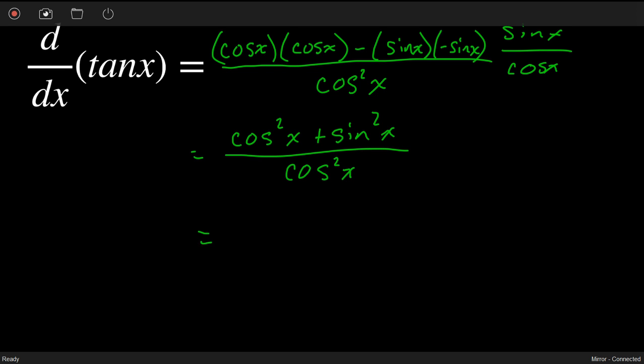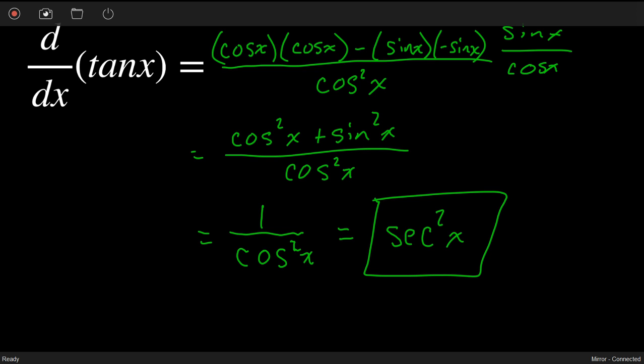And if you remember your identities from pre-calc, sine squared plus cosine squared is equal to 1. And 1 over cosine is equal to secant. Therefore, 1 over cosine squared would equal secant squared of x. So this is our derivative for tangent of x.